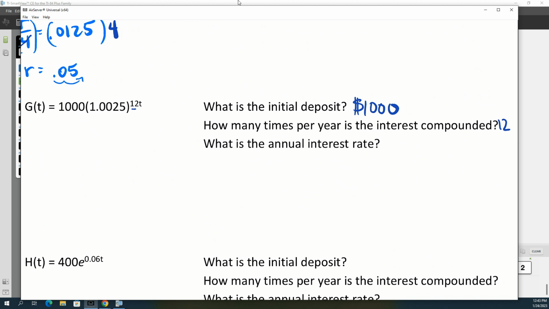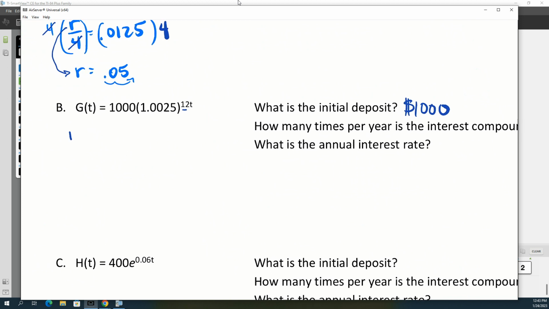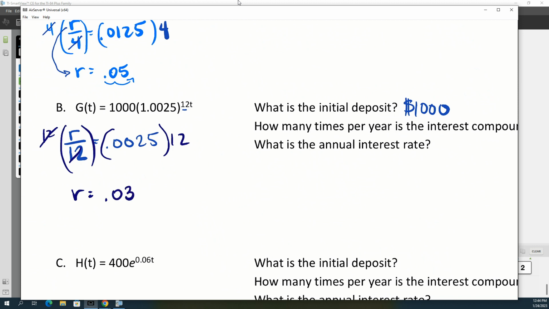Right, and then this one is the kind of difficult one. So I'm going to go ahead and say R over 12 is equal to 0.0025. And we'll do the same thing. We're going to multiply by 12 to cancel it here. Multiply by 12 on that side just to figure out what R is. All right, so what is that as a percent? 3%.